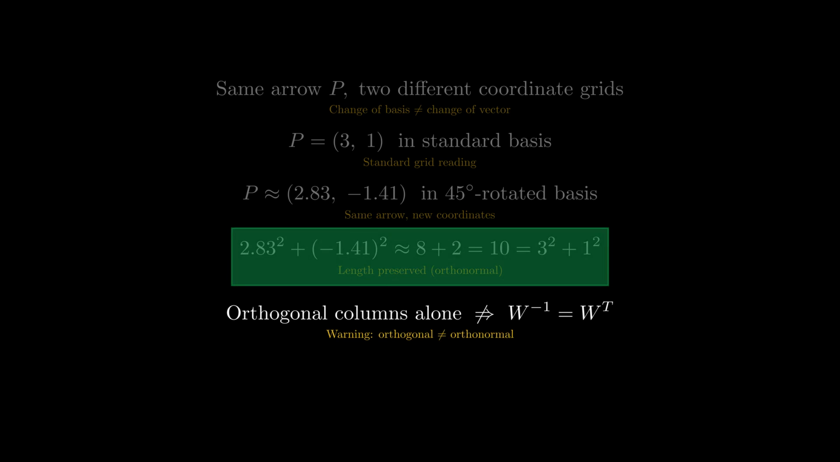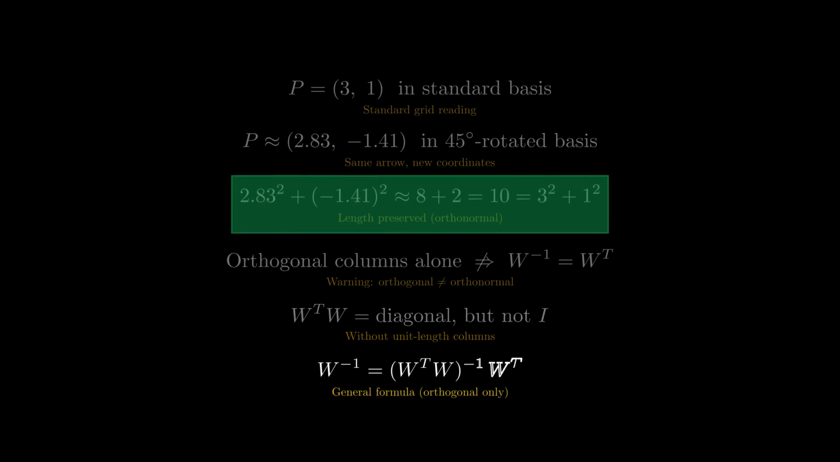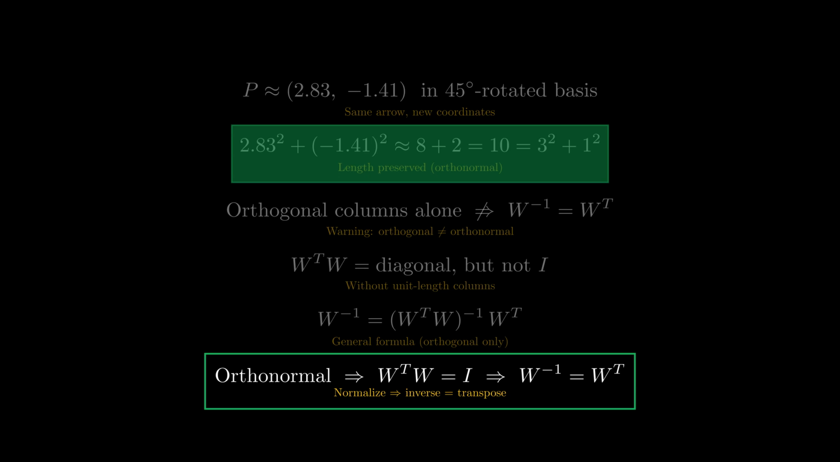Also worth noting, orthogonal columns alone do not give W inverse equals W transpose. You need orthonormal unit length too. Without normalization, W transpose times W is diagonal but not the identity. So W inverse equals the quantity W transpose W inverse times W transpose. Close but not free. Normalize the columns and everything snaps into place. W inverse is simply W transpose.